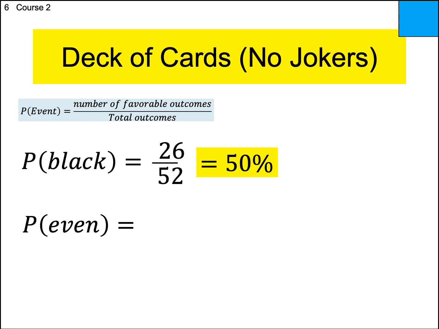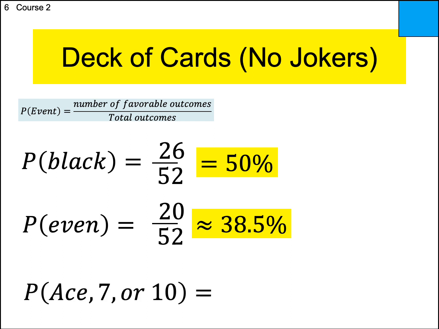What's the probability of getting an even card? Well, let's see. What are the even cards? Well, there's a 2, 4, 6, 8, 10. There's 5 even cards. But there's 4 suits. 5 times 4 is 20, so there's 20 even cards out of 52. So about 39% chance. So yeah, you might get an even card.